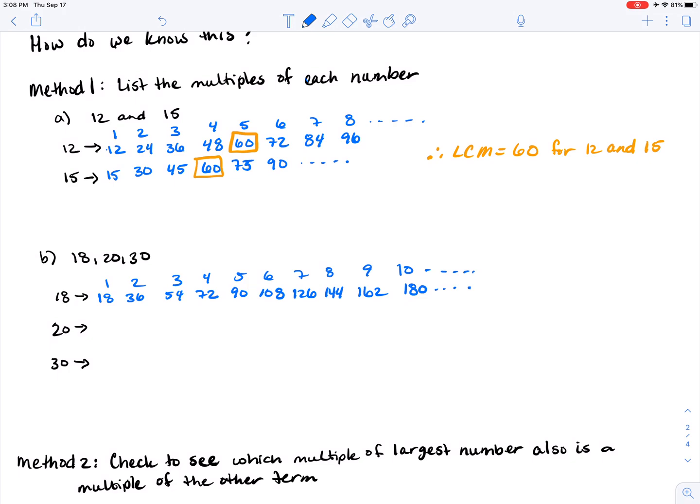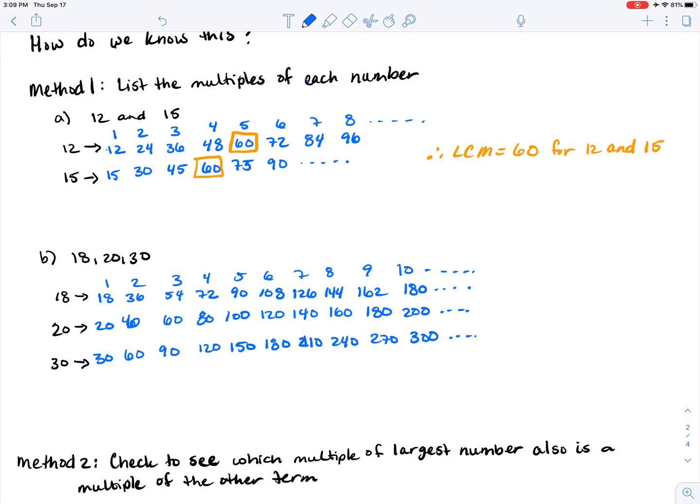So let's look at the number 20 and write out all of these ones. That's 40, 60, 80, 100, 120, 140, 160, 180, 200. And I'll do the same thing for 30, 60, keep going, 90, 120, 150, 180, 210, 240, 270, and 300.